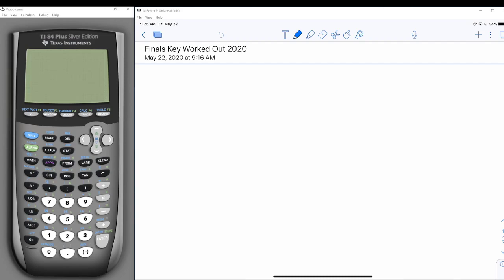All right, so this is the finals key workout. I'm going to try to explain everything as clearly as I can for every single problem. It might get a little repetitive here and there, but we really want to make sure that you understand what's going on here. And so the first part of the review sheet is the periodic table.